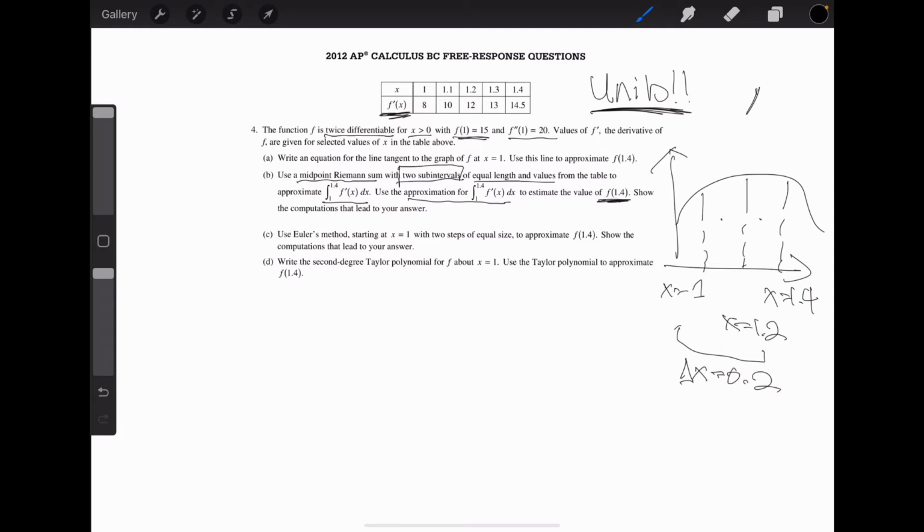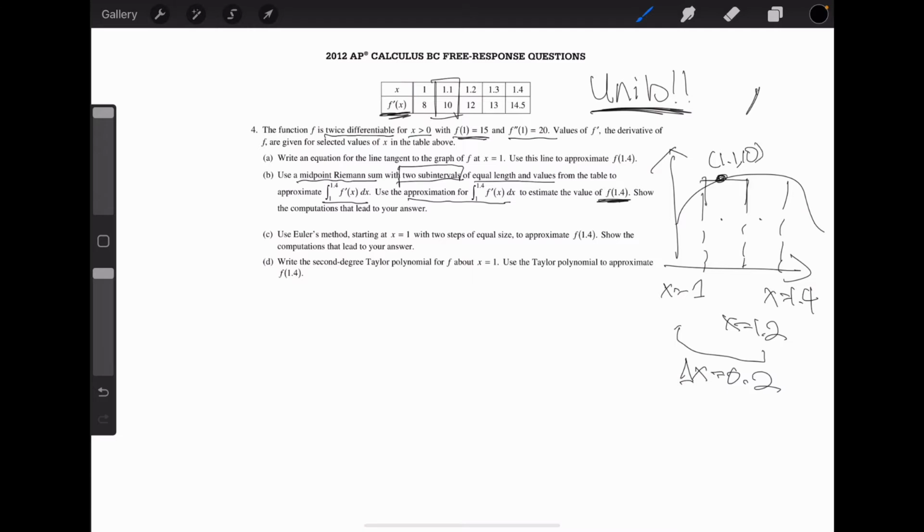So in this case, the step size is 0.2, so if you divide that by 2, you find the midpoint, which is x equals 1.1. And when it's at 1.1, we can use the table to find the y value, which is 10. So the height is 10, and the width is 0.2. So this is 1.1, comma 10, and that's the point, and this is a rectangle.